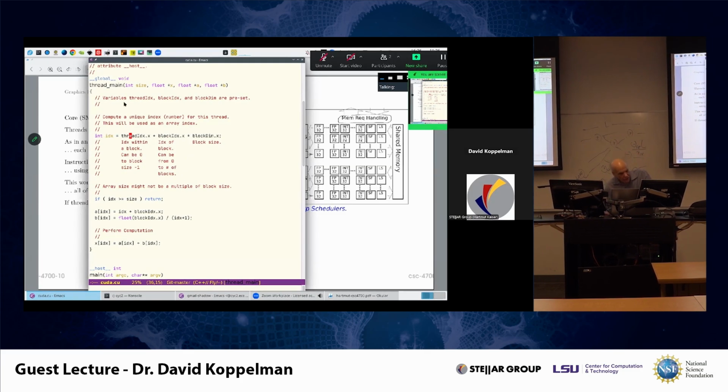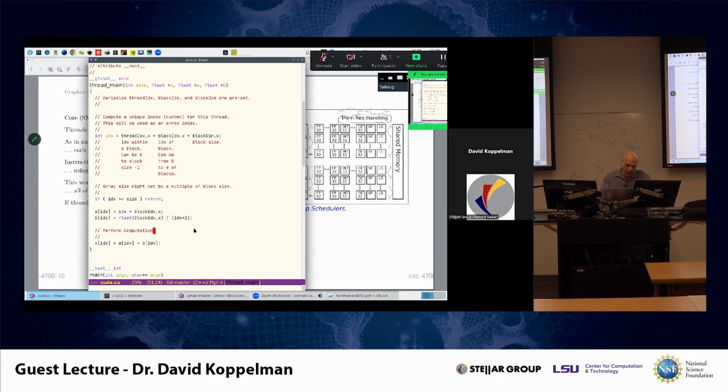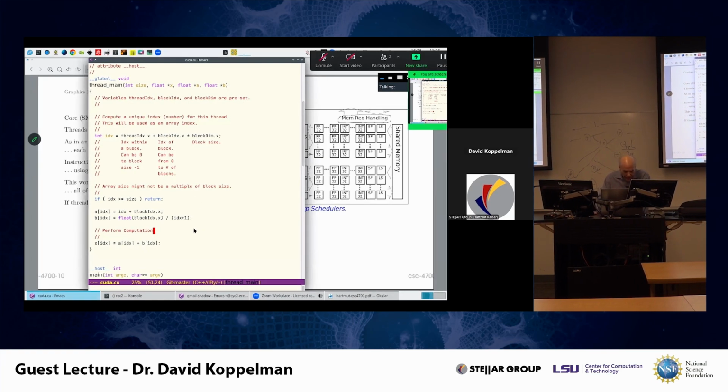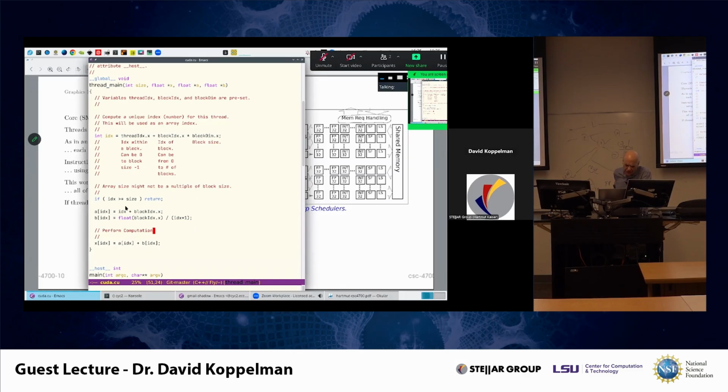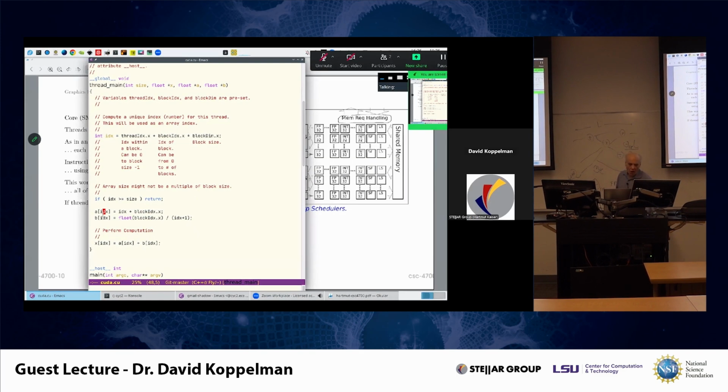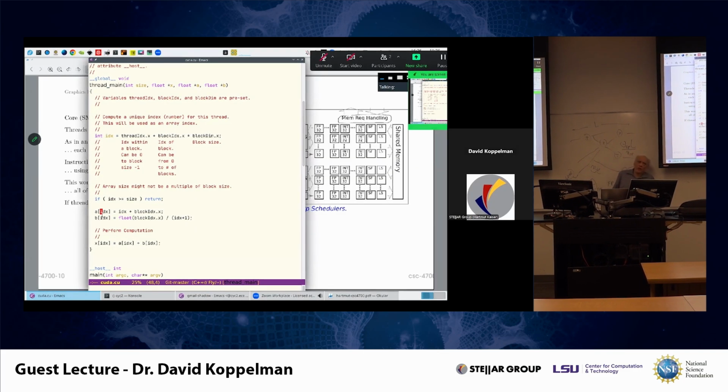All right, so here, thread main, and here it's doing computation. And in this case, it's operating only on a single data element. Over here, I'm computing a thread ID. And you notice that I'm operating on just one array element. In the other example, there was a loop. Here, there's no loop. Now, this is not the best way to program in CUDA, but it works.